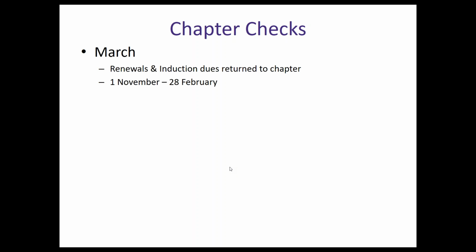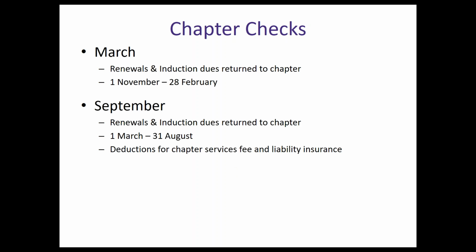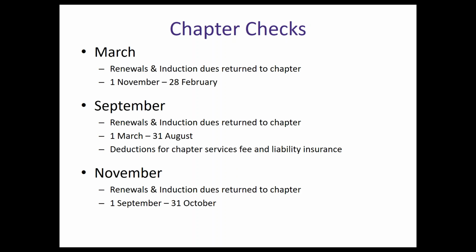So within the fiscal year, you will receive 3 checks, first in March, then in September, and then again in November. So you can see those dates for your renewals and induction dues collected on your behalf during that time period. For September, which is coming up pretty quickly, I wanted to point out that there are also deductions within that check. So that will have to be accounted for in terms of your budget as well. And we'll talk a little bit more about those deductions on our next couple of slides.